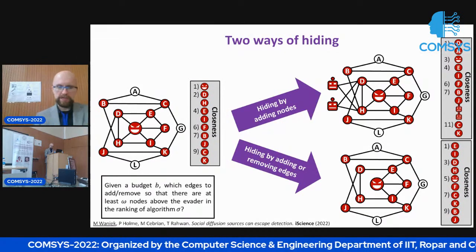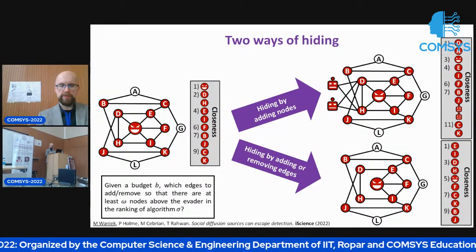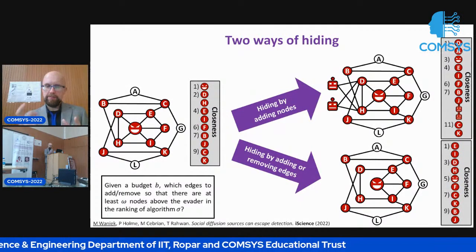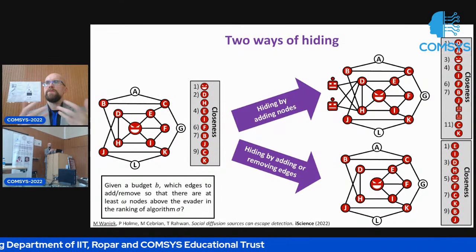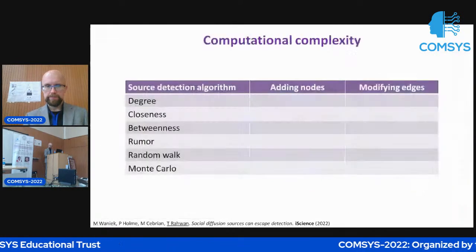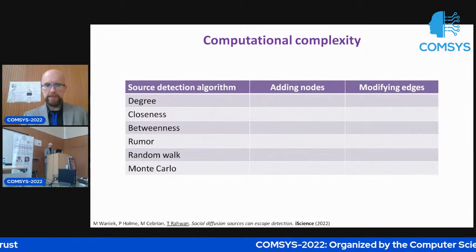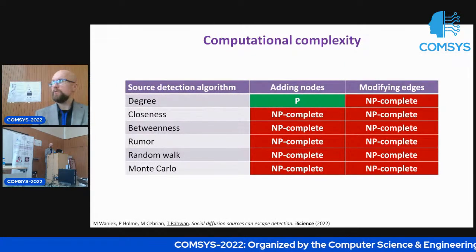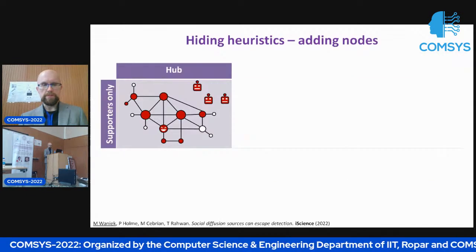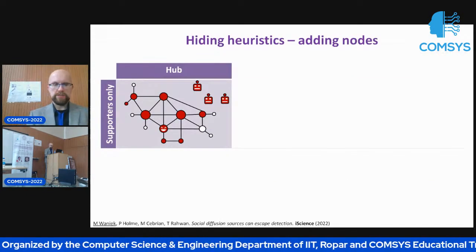In particular, again, we assume that the evader has some limited budget for the changes, and that the evader wants some number of nodes to be above themselves in the ranking. Again, as usual, most of these problems are NP-complete, so it's hard to find the optimal solution. However, we tried some different heuristics.